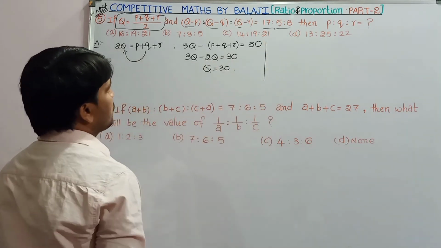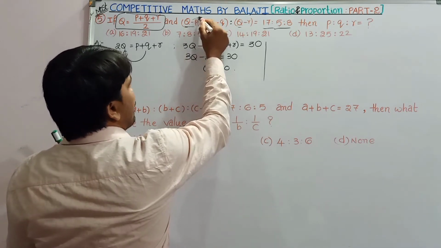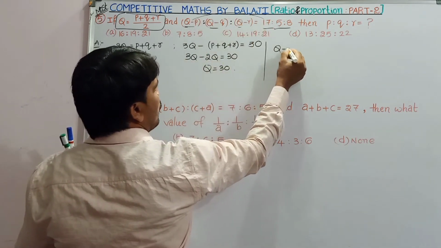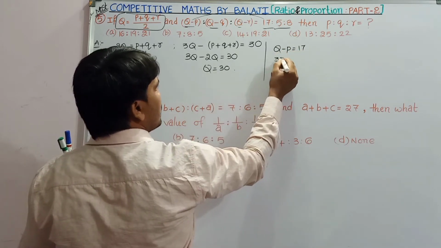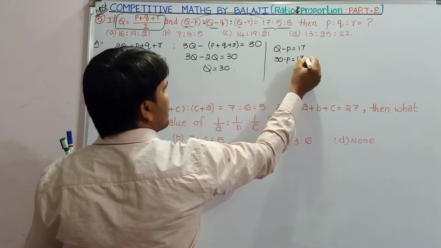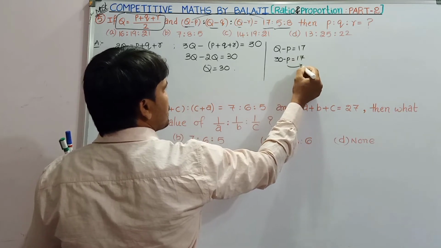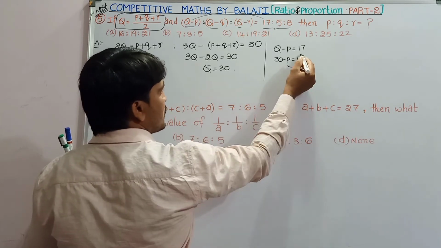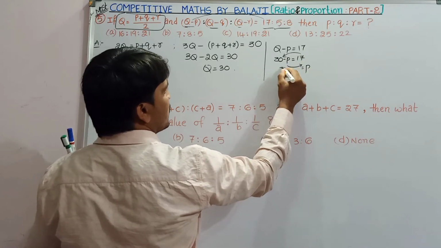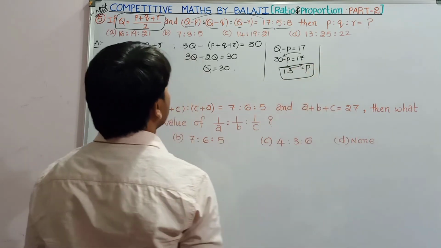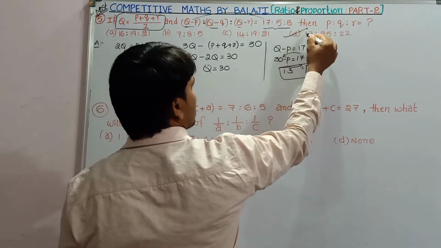Let us consider, actually capital Q minus small p is 17. But what is the value of q? That is 30. 30 minus p equals 17. Transform p to RHS, transform 17 to LHS. 30 minus 17, that is 13. P value is 13. So the answer is D option.